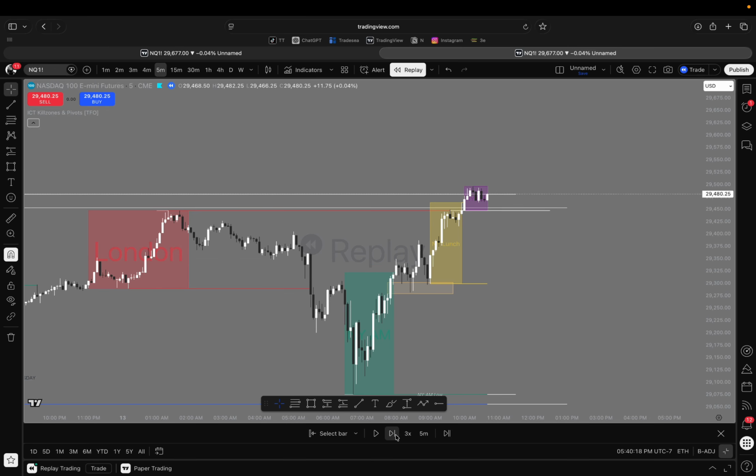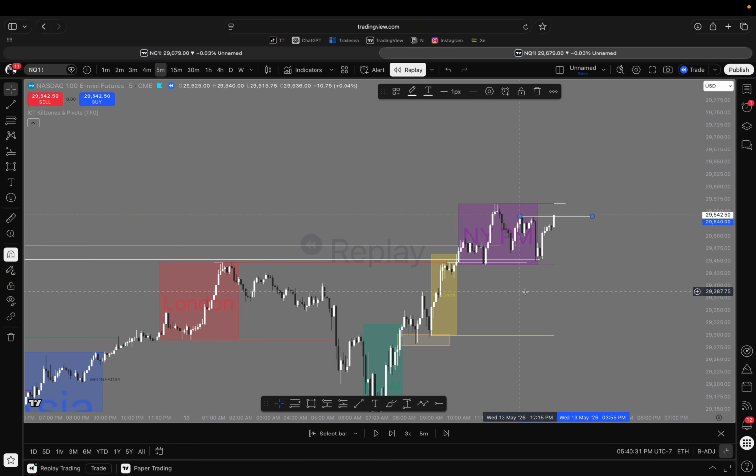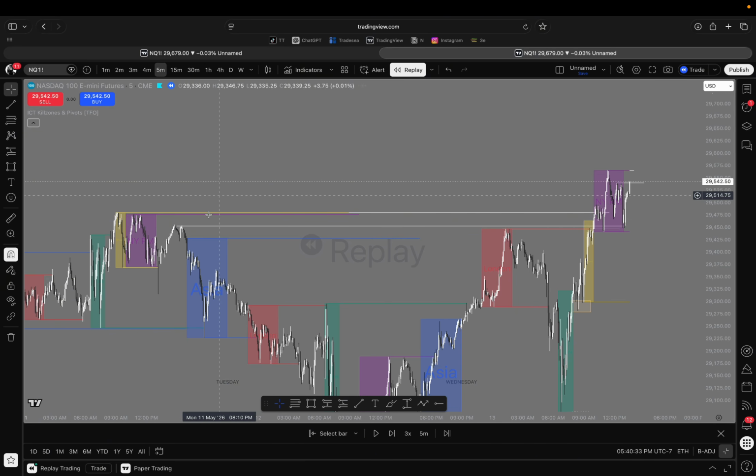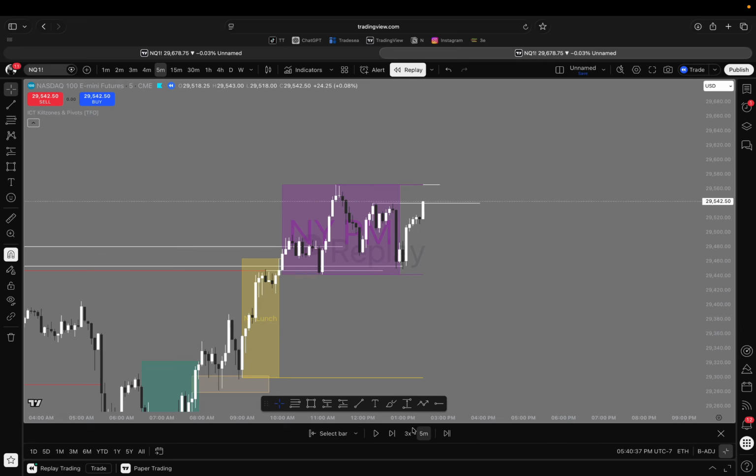You can see New York PM sort of chopped around, didn't do much. It just generated liquidity. See what it's doing, it's creating highs. Because you see previously we got rid of these highs. So this is just generating some liquidity for the sessions to come.